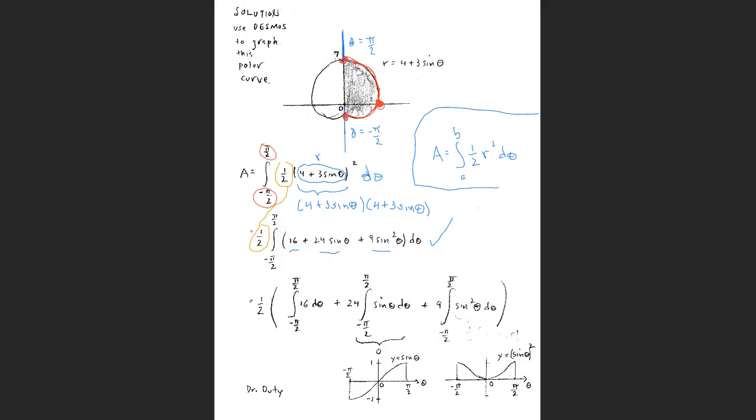Okay, so what I'm going to do, I have the integral of the sum of 3 functions here. That's then the sum of the 3 integrals. And I bring the constants, well, the 16 I left in here, but the 24 and the 9 can come out of their integrals. Okay, are there any questions up to here?